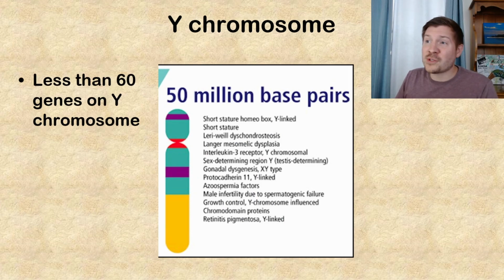Conversely, the Y chromosome has less than 60 genes. So X chromosome 900, Y chromosome 60. It is a small chromosome, and you can definitely be alive without it. That's what all females are. And most of its genes control male development.